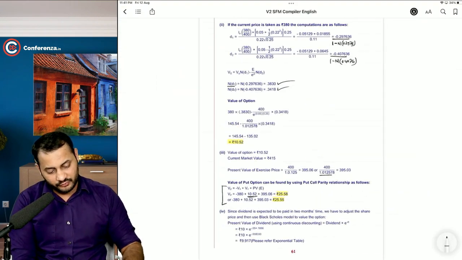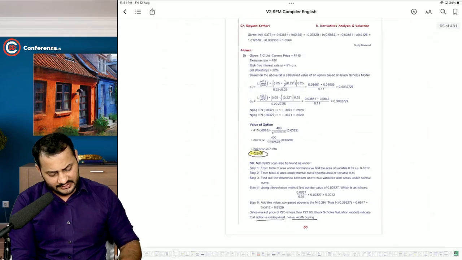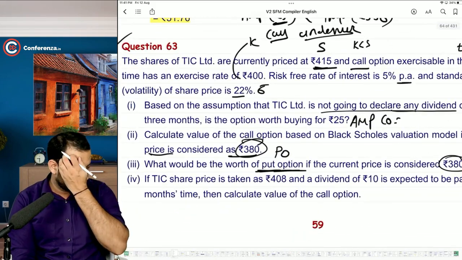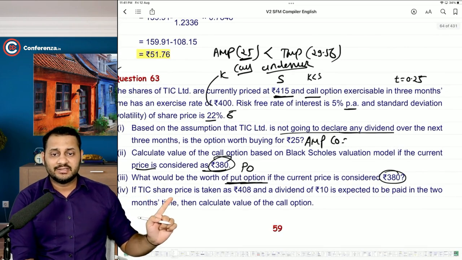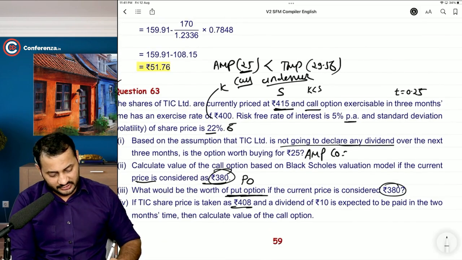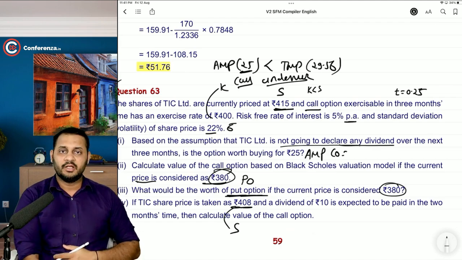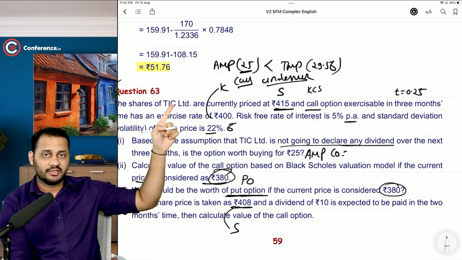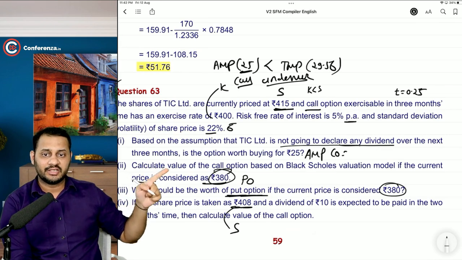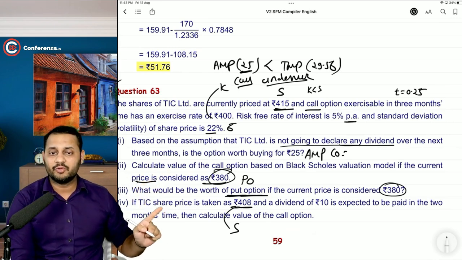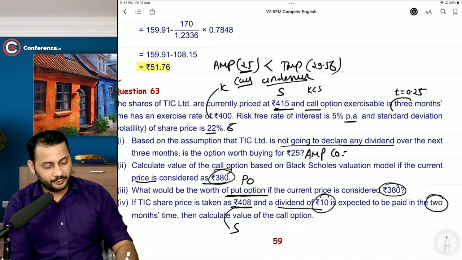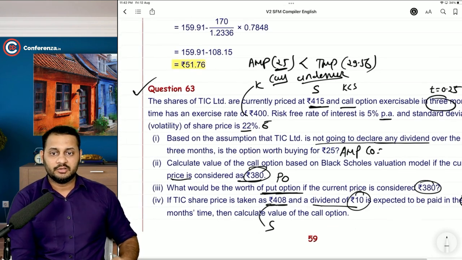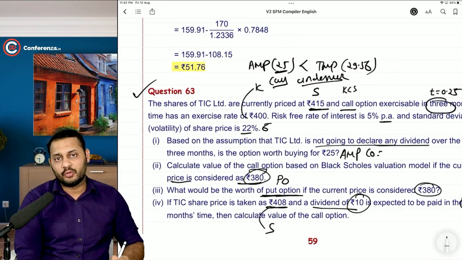Now coming over to the fourth and the last part. And that's very easy. The only one change that you need to incorporate is this. If the TIC share price is taken as 408, now this is the new spot price. Earlier at the very first it was 415, then we took 380. Now we have to take 408. Also, if a dividend of rupees 10 is expected to be paid in 2 months time, whereas the option is of 3 months, then calculate the value of the call option.